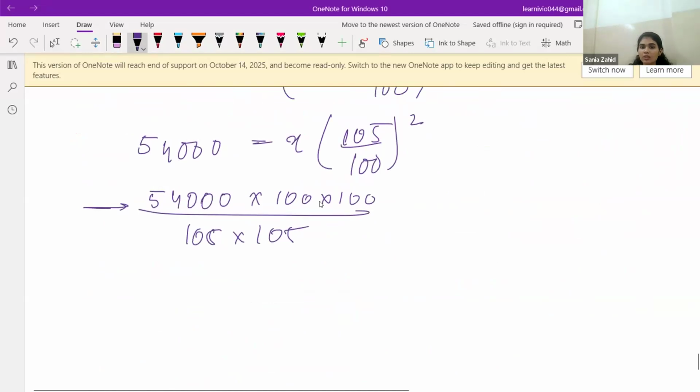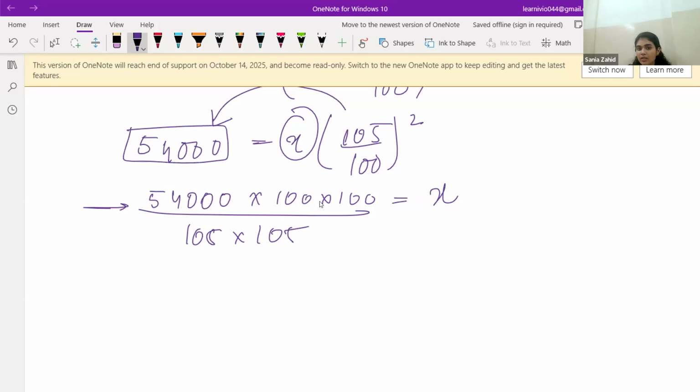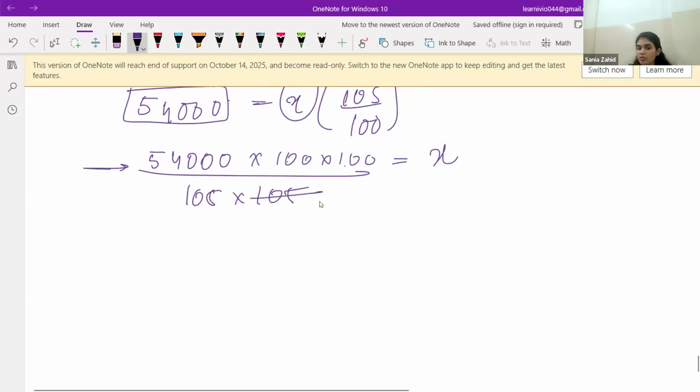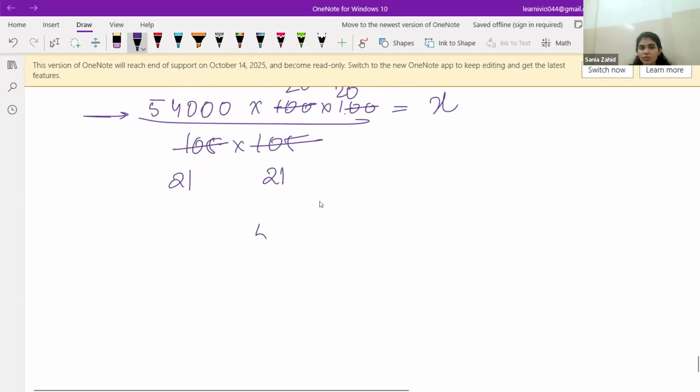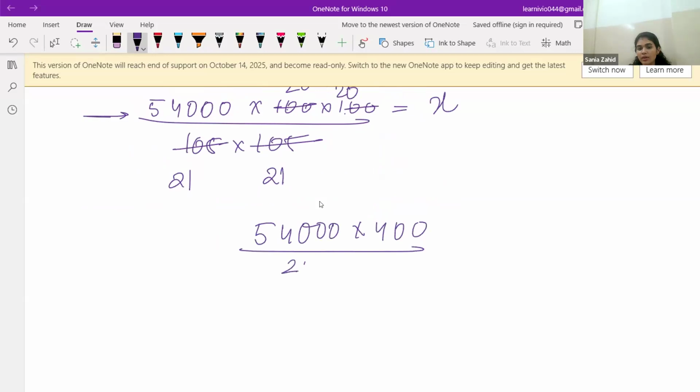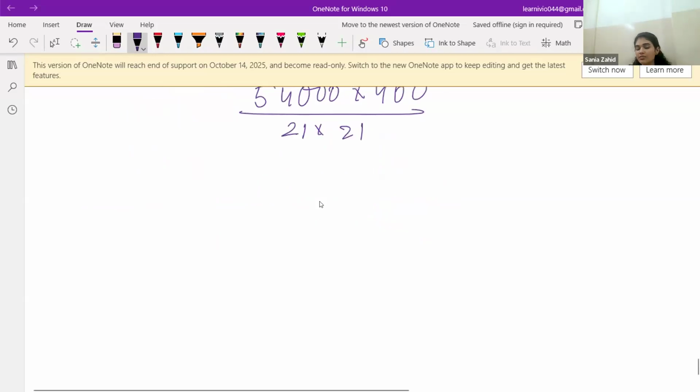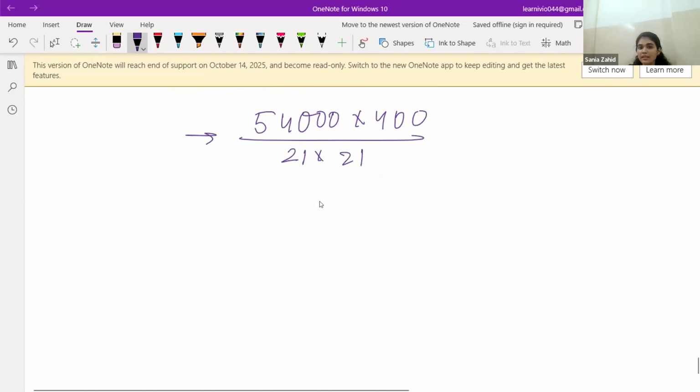See, what is the rule? The value of X you're not shifting, so X remains at its place. Everything apart from X is transposed to the other side. So you have 54,000 into 100 into 100 divided by 105 into 105. So you cancel 5 into 21, 5 into 20. Again cancel by 5, you get 21 into 21 and 20 into 20. Now what do you get? 54,000 into 400 by 21 into 21. Now children, nothing can really be cancelled any further. So I'll tell you, just multiply and cancel directly.